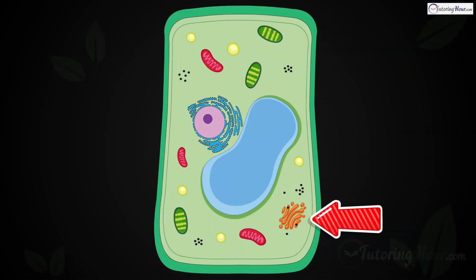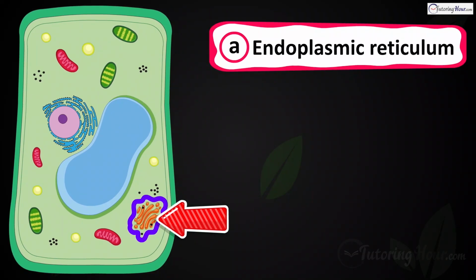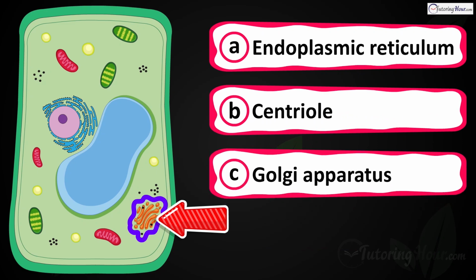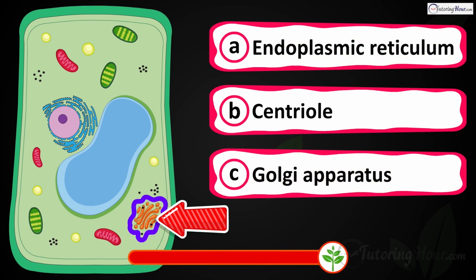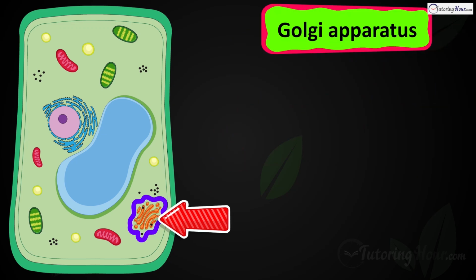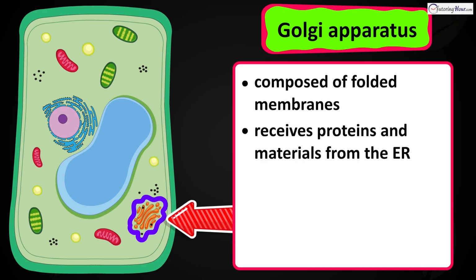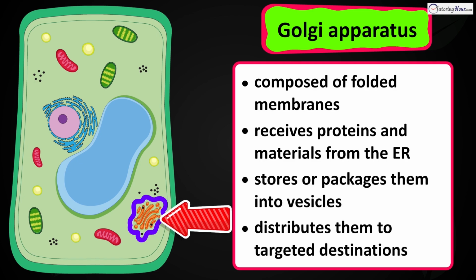Can you identify the highlighted part in the cell? Is it A, endoplasmic reticulum, B, centriole, or C, Golgi apparatus? The correct answer is the Golgi apparatus. It is composed of folded membranes. It receives proteins and materials from the ER, stores or packages them into vesicles, and distributes them to targeted destinations.